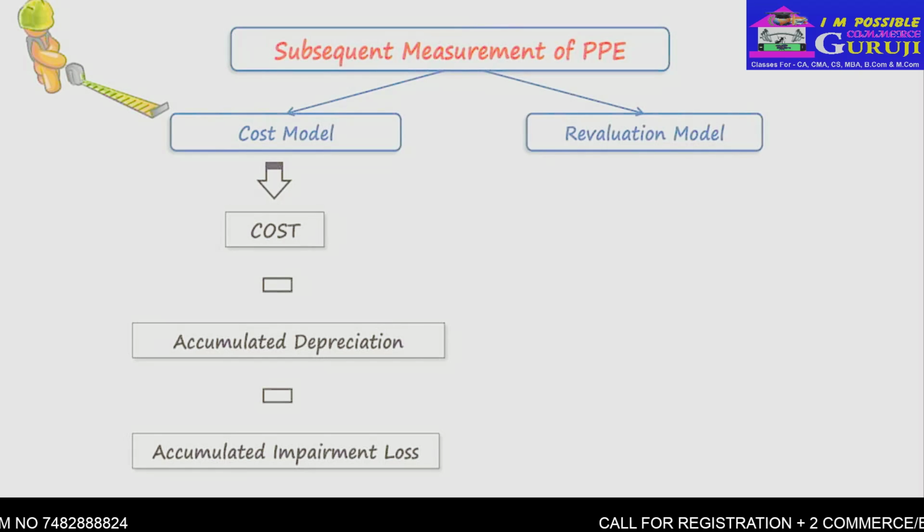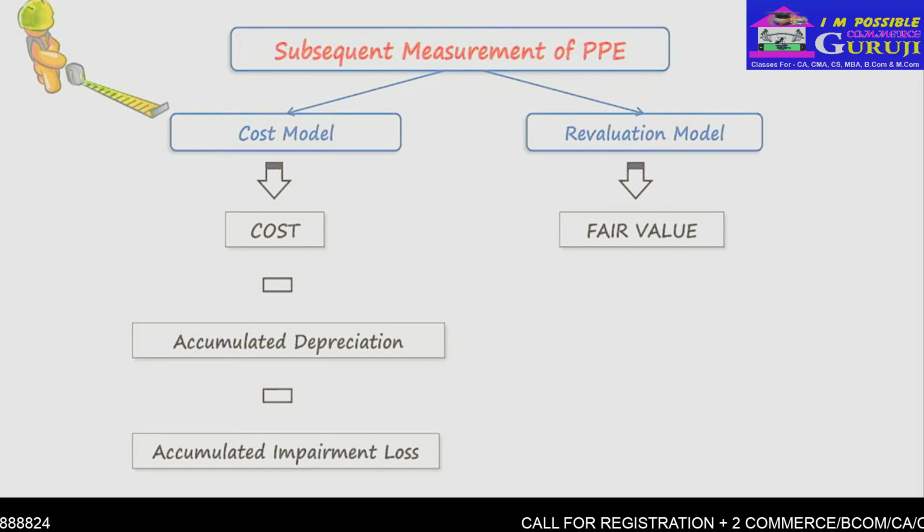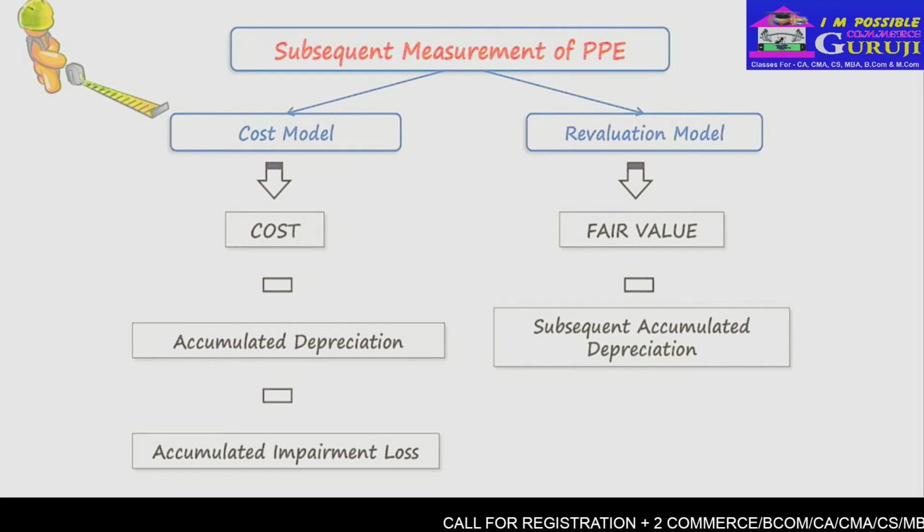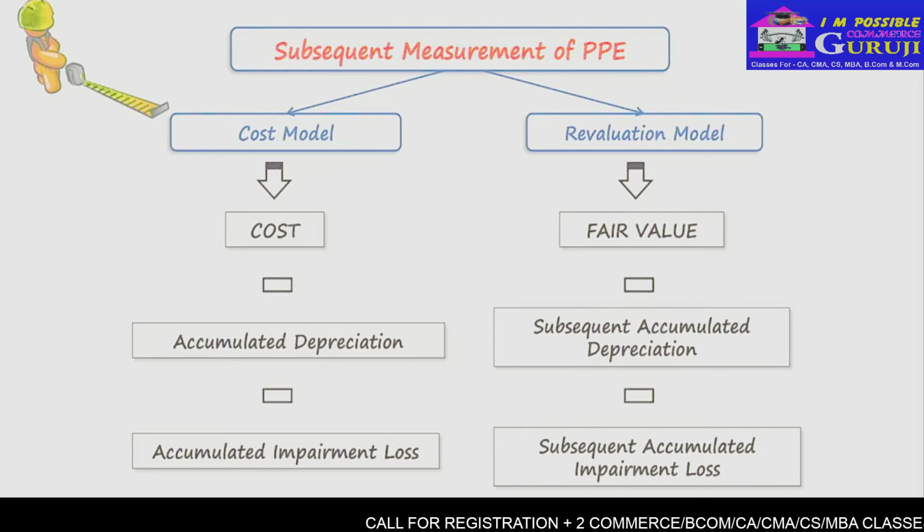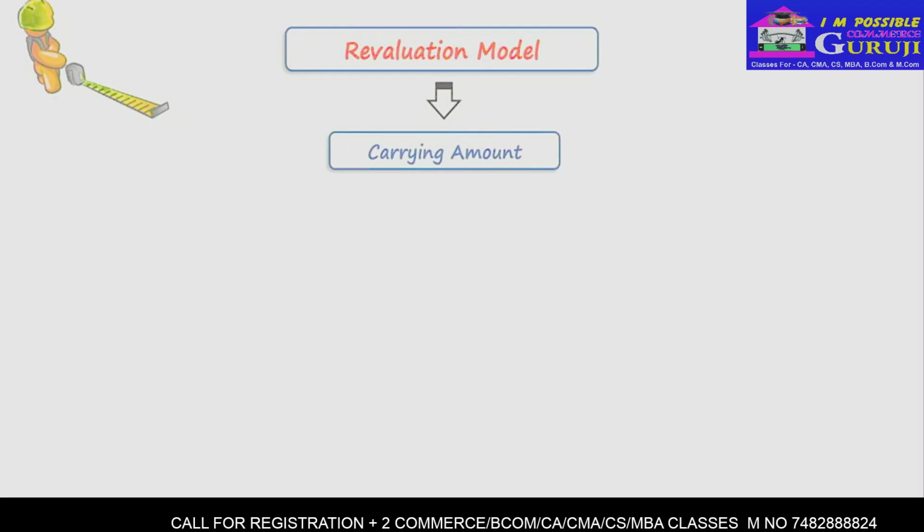The second model is the Revaluation Model, where an item of property, plant, and equipment is carried at its revalued amount, which is fair value at the date of revaluation, less any subsequent accumulated depreciation, less any subsequent accumulated impairment losses. And here, assets shall be revalued with sufficient regularity, so like each 3 or 5 years. Accounting treatment of revaluations depends on whether the carrying amount of an asset is decreased or increased.